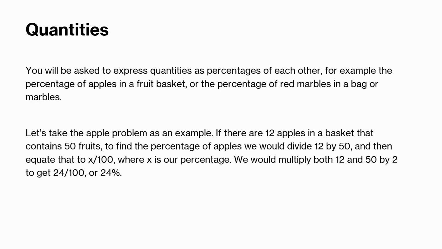If there are 12 apples in a basket that contains, let's say, 50 fruits, to find the percentage of apples, we would divide 12 by 50, and then we would equate that to x over 100, where x is our percentage. We would multiply both 12 and 50 by 2 to get 24 over 100, or 24%.